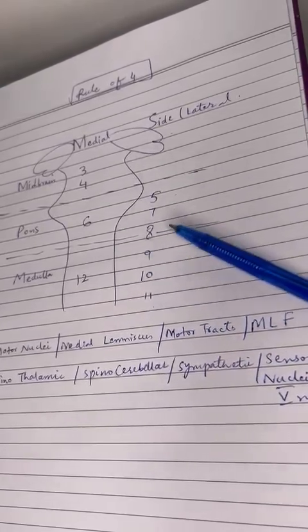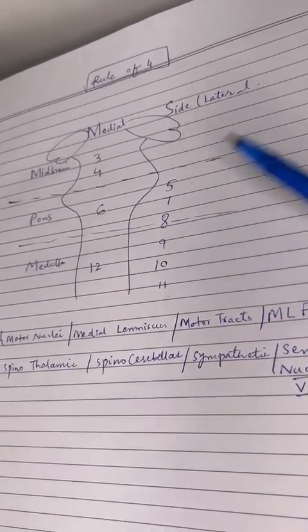So if you memorize this rule of 4, you will easily be able to understand the stroke syndromes.